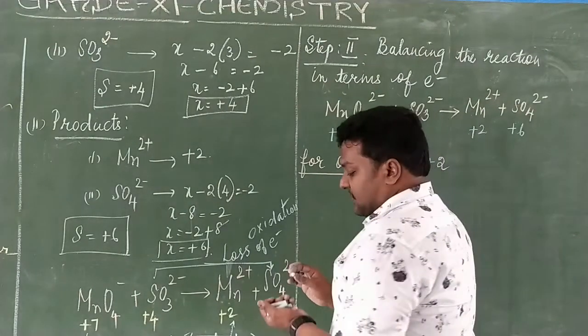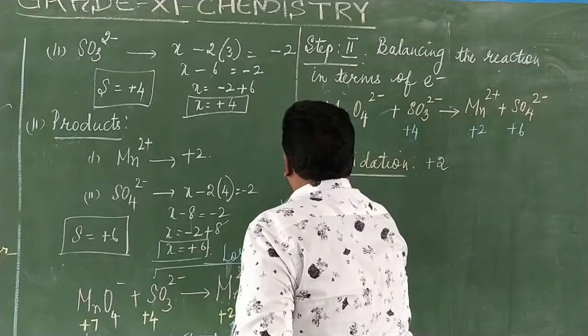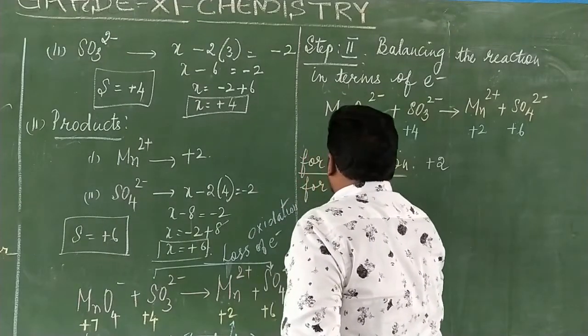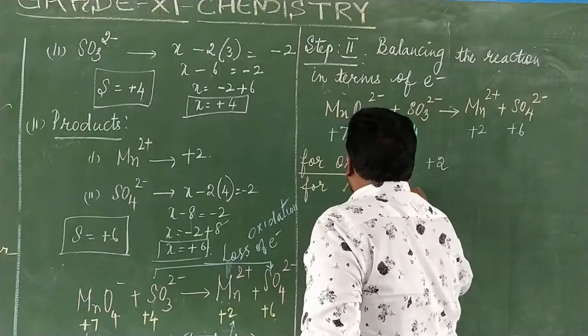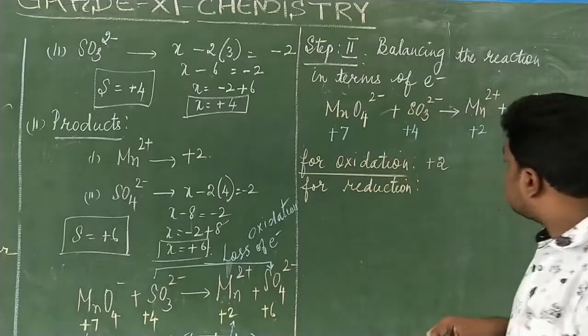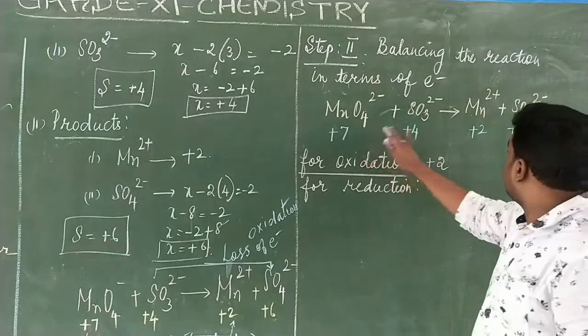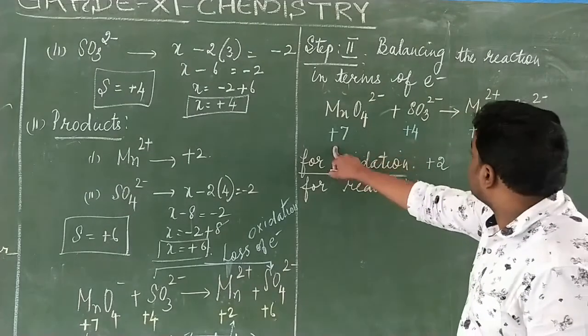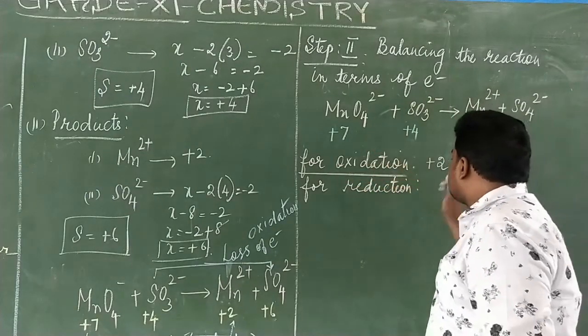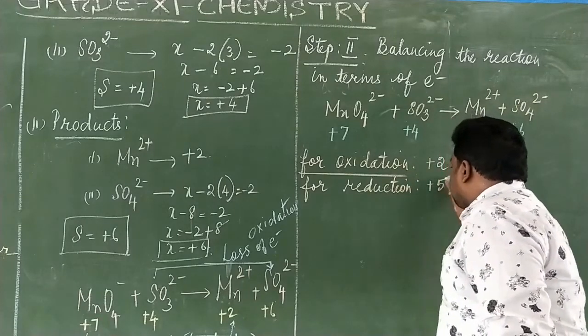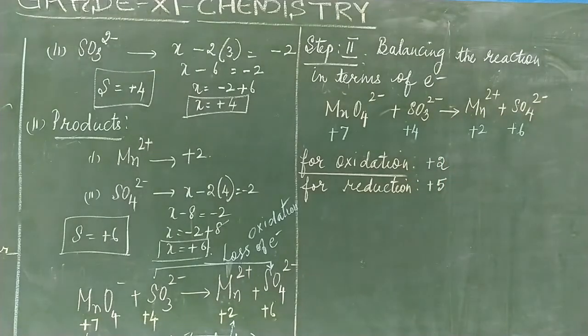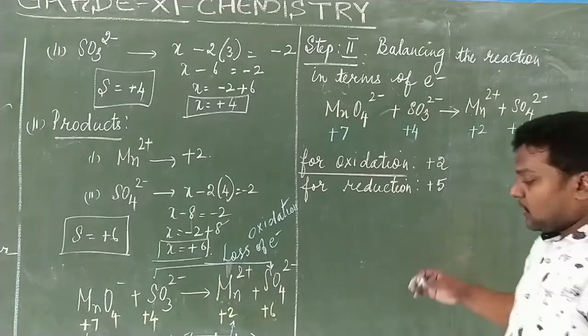For reduction we will write down. For reduction, can you understand? Listen carefully how I am writing. For reduction, what is the difference in the number of electrons? Number of electrons gained and number of electrons lost. The difference will be, here it is plus 7, here it is plus 2. So the difference between that is plus 5. Plus 2 and plus 5. Correct?